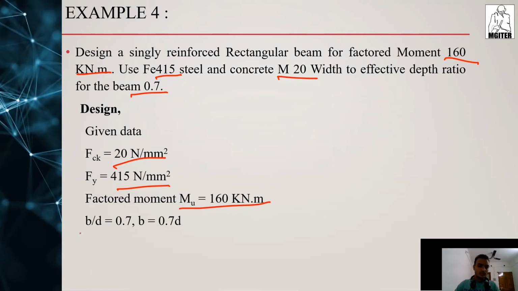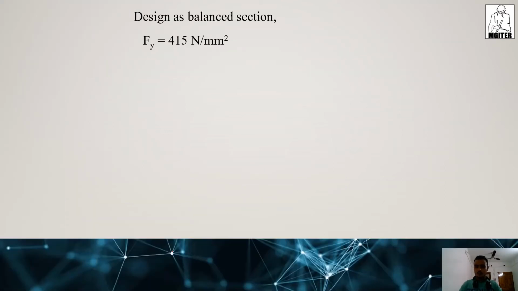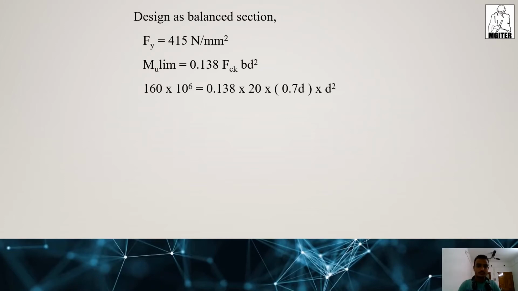So look at here, one more thing is given: the effective width to depth ratio, width by depth is equal to 0.7, so b is equal to 0.70d. These are the given data in the example. So for the balanced section, we have the Mu limit. So Mu limit is equal to 0.138 fck b d square.